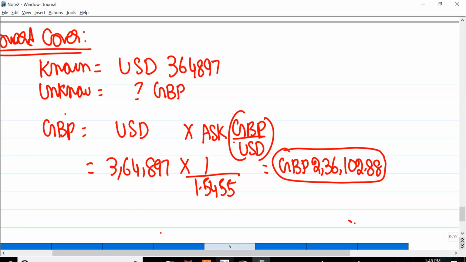This was in your forward contract, GBP 236,102.88. I saw most of the notebooks this being correct. Some notebooks had an issue of bid and ask analysis, so don't try to skip a step. If you try to skip a step, you will make a mistake.